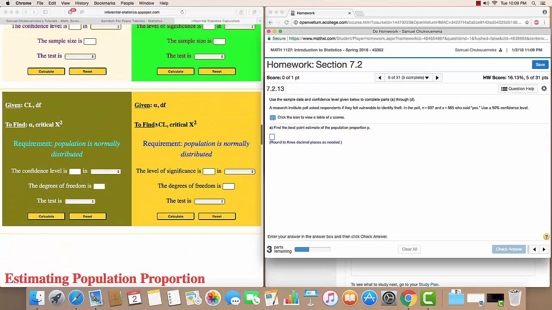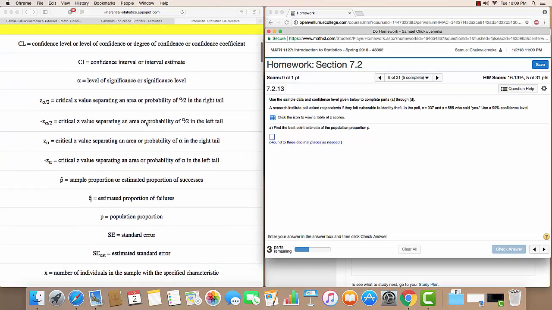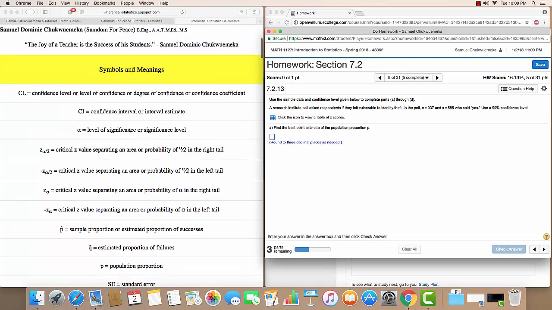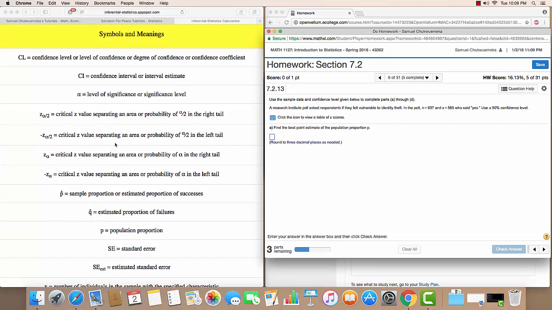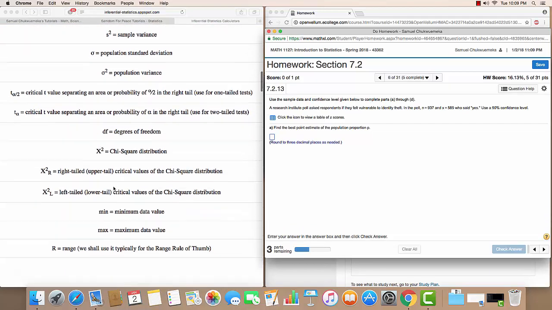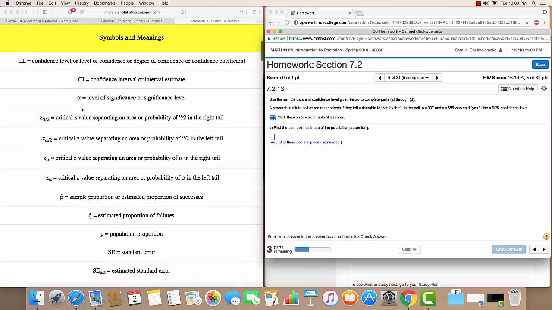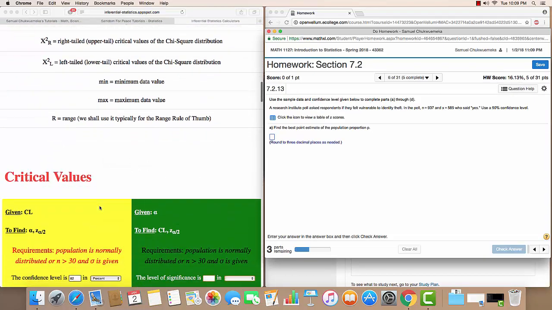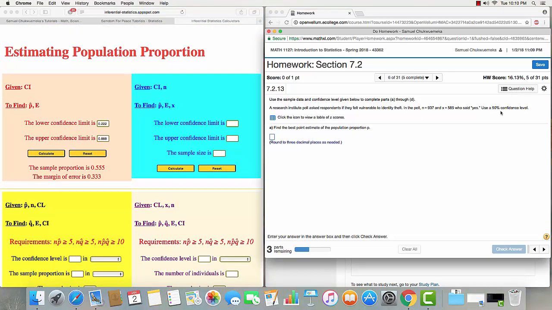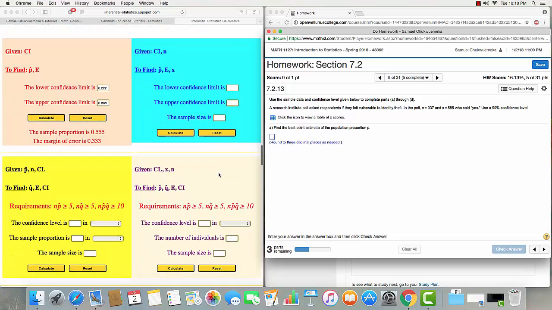If you go up here, I also put the symbols here. CL is confidence level, CI is confidence interval. Okay, alpha, level of significance. So I also put this in the calculator, so it will be easier for you to look it up. I want you to be familiar with all these terms in statistics. It's important that you are familiar with the symbols, and what they mean. So they gave us X, N, and CL. So we look for that.